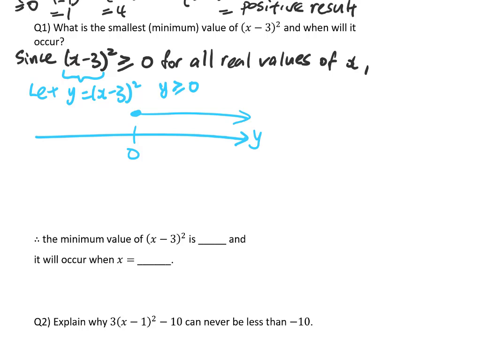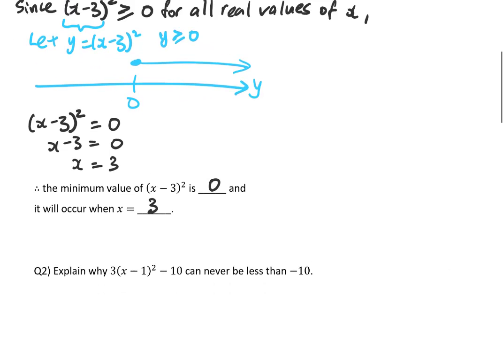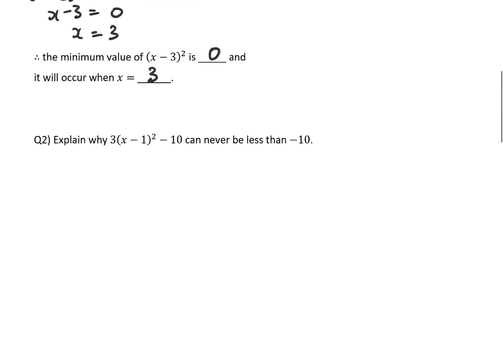So now you can start finding when the minimum will occur. You equate x minus 3 squared to the minimum, which is 0. What squared equals 0? So x minus 3 must be 0. You take the square root of both sides and solve it: x equals 3. Therefore, the minimum value of x minus 3 squared is 0, and it will occur when x equals 3. Okay? So we go on to another question.